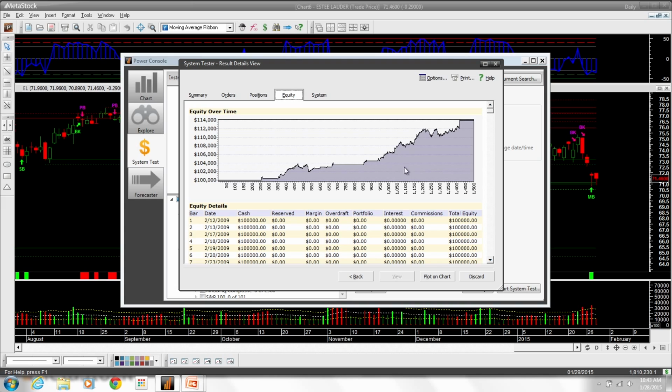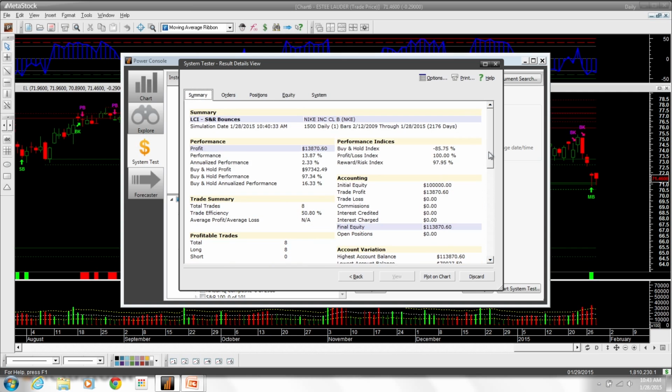Something that individuals fail to realize is that they want to see a system that gets these spikes up and then flat lines with very limited drawdowns. So it's something that's very important to look at as you're trading. You want to see that system.